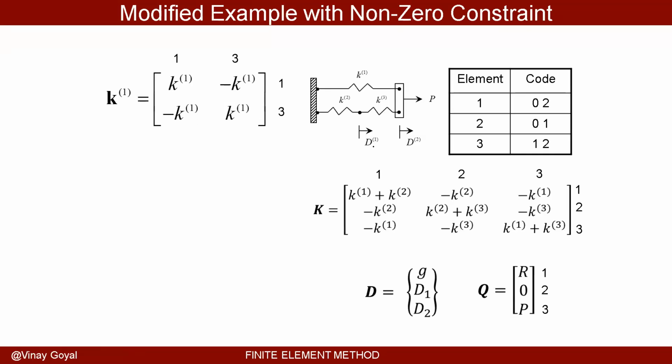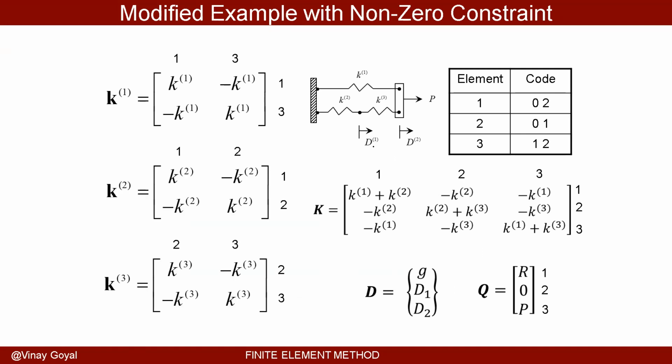You're going to calculate k for each element, and then you're going to assemble it, in this manner, 1, 2, and 3. And note that G is non-zero, D1 and D2 are unknown. R, the reaction force, is unknown. There's no load applied at node number 2, so that's 0. There's a load applied here at node 3, that is, degree of freedom 3.